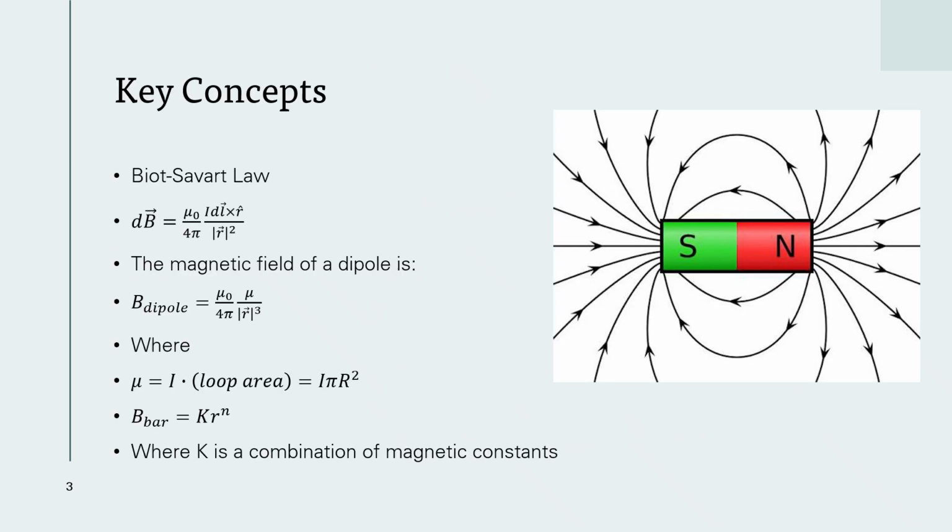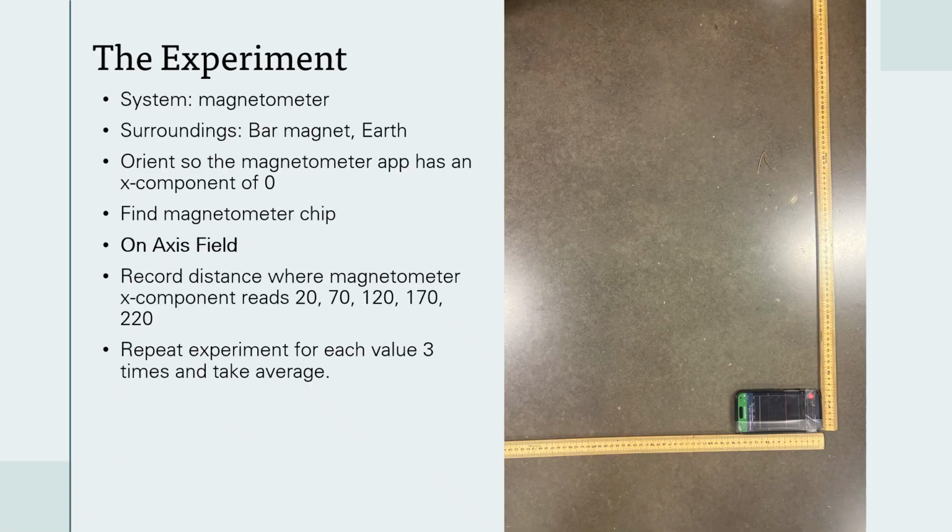The key concepts were the Biot-Savart law, whose equation is in the second bullet point. Then we can calculate the magnetic field of the dipole with the equation in the fourth bullet point, where mu is I times the loop area, which is I pi r squared. And then B is K r to the n, where K is a combination of the magnetic constant. So that was all the equations that we used in this lab.